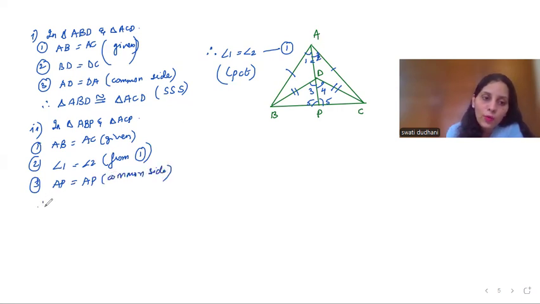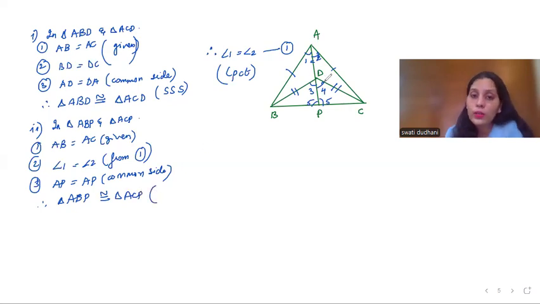So therefore, triangle ABP is congruent to triangle ACP. By what? Now here we see side, angle and side. So this angle is between the two sides. So this is an included angle. So it is by SAS criteria. I hope this is clear.